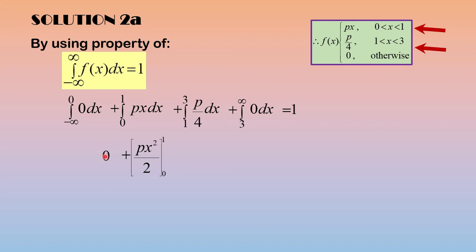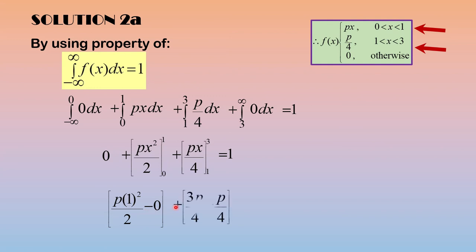Okay, so for the first interval, we integrate px from 0 to 1, which gives px squared over 2, plus integrate p over 4, which gives px over 4 from 1 to 3, plus 0, and this equals 1. Then we substitute the value of 1 minus the value of 0 into the integration here. Therefore, we have p over 2 minus 0 plus, then we substitute the value of 3 into the integral.